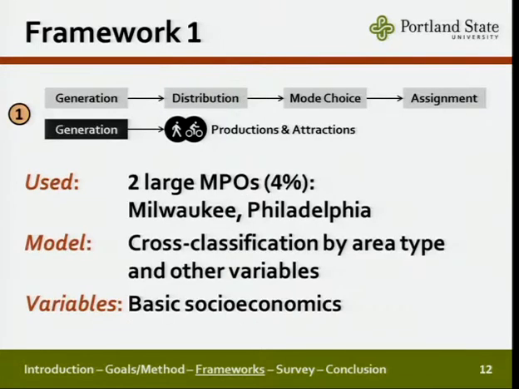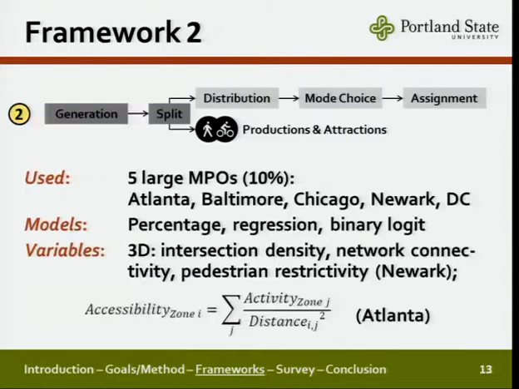Also, interesting to note, in Framework 1, we saw a lot of use of area type as the only way to represent the built environment. Here in Framework 2, we see a lot more of these density, diversity, and design variables, things like intersection density, and Newark uses network connectivity and pedestrian restrictivity, which is basically a measure of what percentage of the roads in a certain zone are pedestrian prohibited, like freeways or major highways.